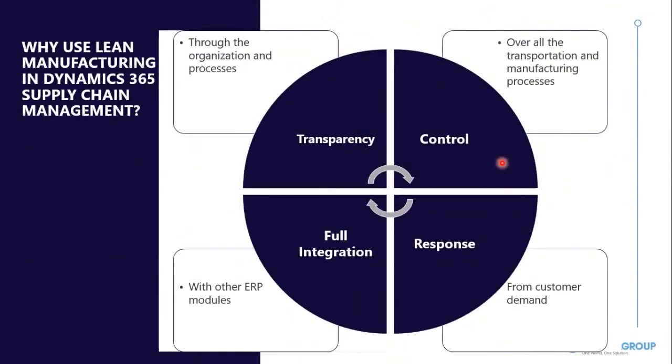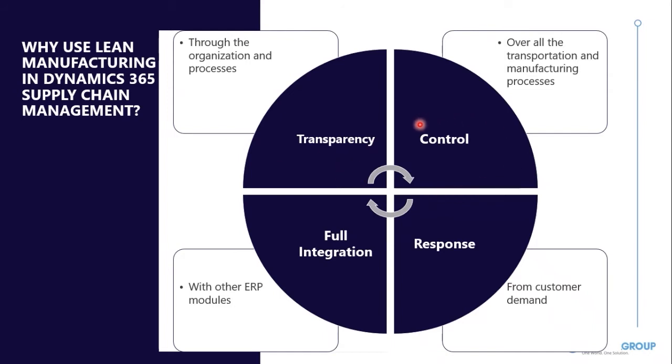Now we're going to give a little more context about the system. First, I would like to explain why use lean manufacturing in Dynamics 365 Supply Chain Management. The first reason is that it gives you transparency through the organization and processes, because all the information is available for the users. So they may know everything about certain processes, when they will take place, who has been assigned certain tasks, which generated a Kanban, and how that Kanban will be fulfilled.